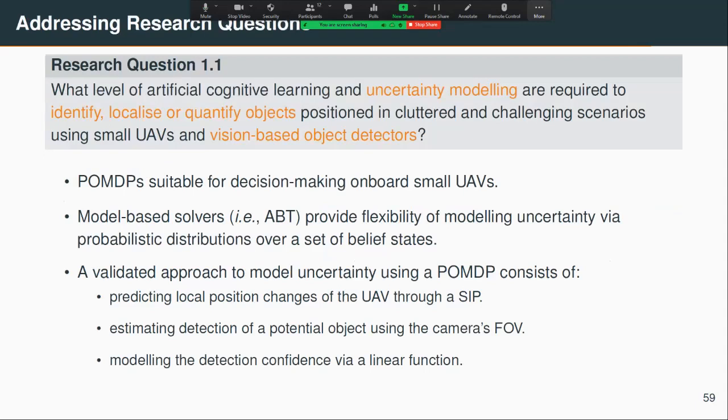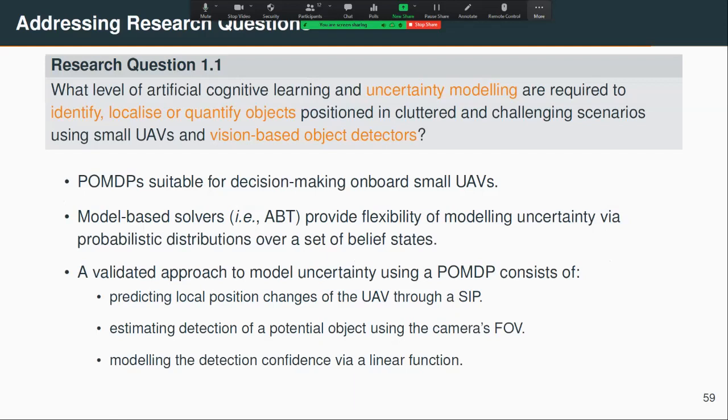So addressing my research questions, for the first research question, in which we ask about what is the level of artificial cognitive learning and uncertainty modeling required to identify, localize, and quantify objects from vision-based object detectors, I found that POMDPs are indeed suitable for decision-making on board small UAVs.